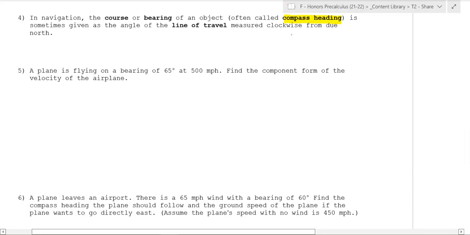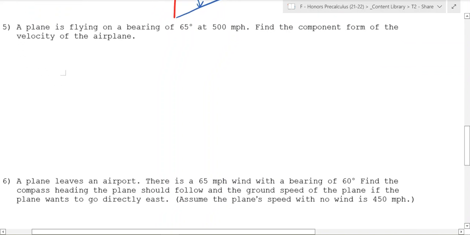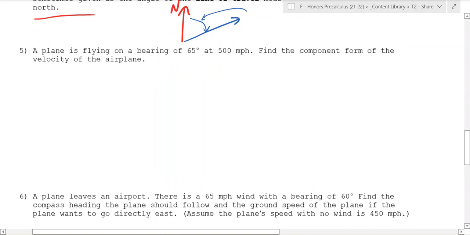So now let's talk about the idea of a bearing. The bearing of an object, also called the compass heading, is sometimes given as the angle of the line of travel measured clockwise from due north. So what that means, if this is due north, which it is, it's the angle that the vector makes. Let's say the direction was this. This is the bearing angle right there. That's the bearing angle. Angle clockwise from due north.